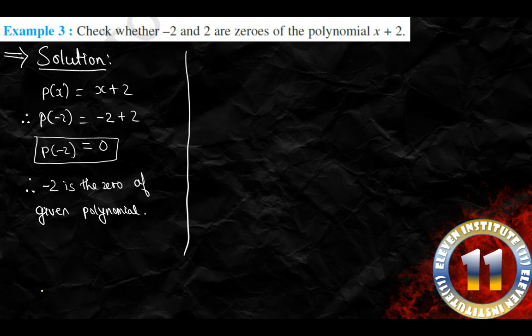Fine. Now let us put the value of x is equal to 2. So again I will write over here that the value of polynomial is x plus 2. Now instead of x we will write 2. Right, so we can write therefore p of 2 is equal to 2 plus 2. Right, instead of x we are writing 2 and 2 plus 2 is 4. So what is P of 2? P of 2 is 4.